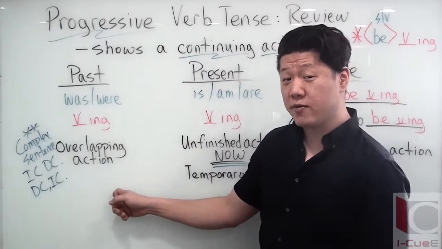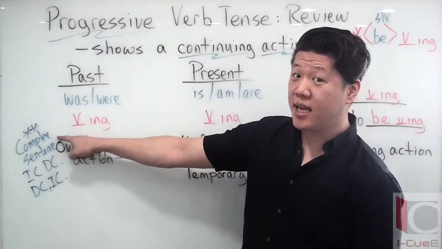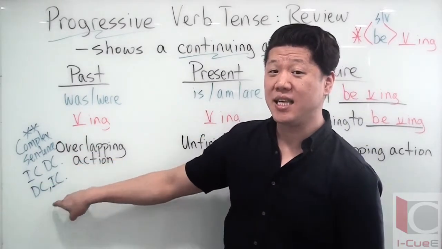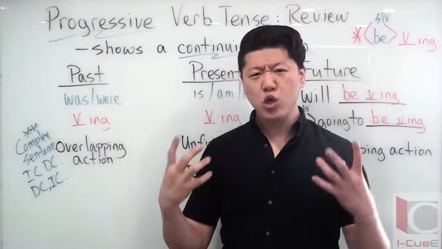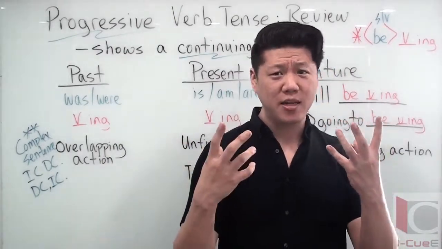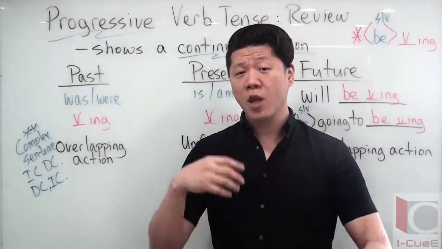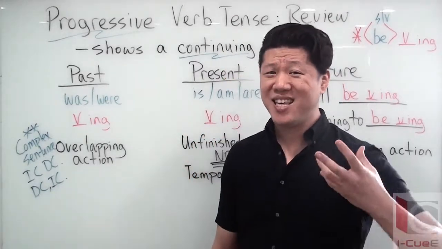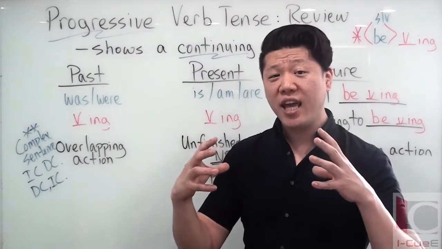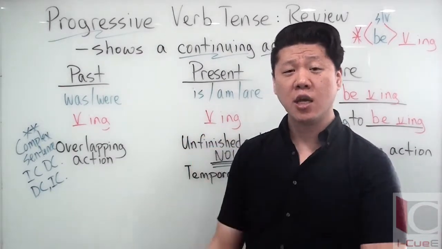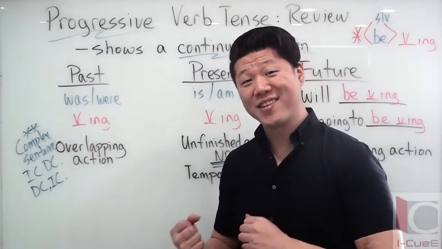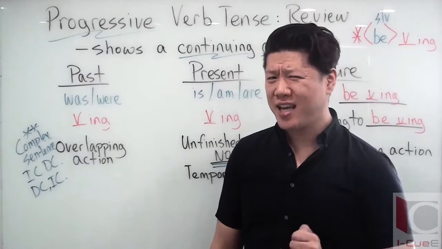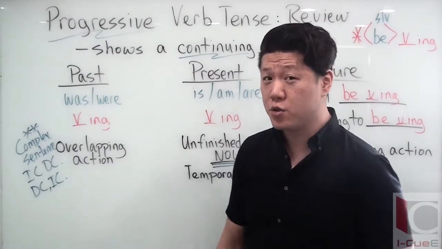How do we use the progressive tense? Now, we talked about complex sentences before. Complex sentences are IC-DC or DC, IC. So basically you have two clauses, an independent clause and a dependent clause, and when you put them together, one of them is the progressive tense, one of them is going to be the simple tense, and then you can create this overlapping action using a complex sentence with the progressive verb tense. And I'll show you an example of that to make it easier for you to understand.